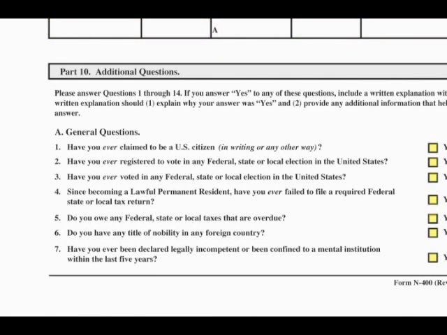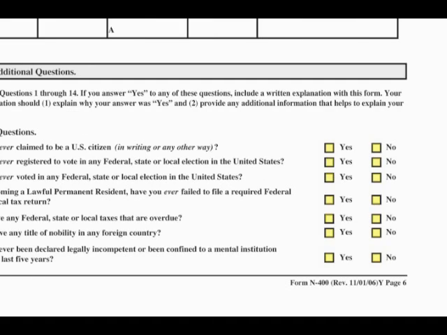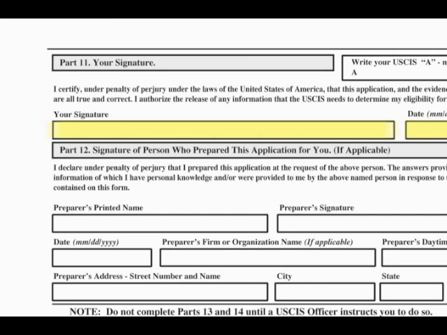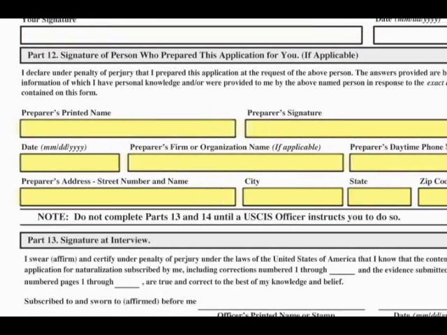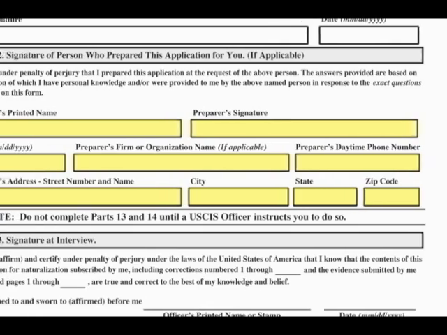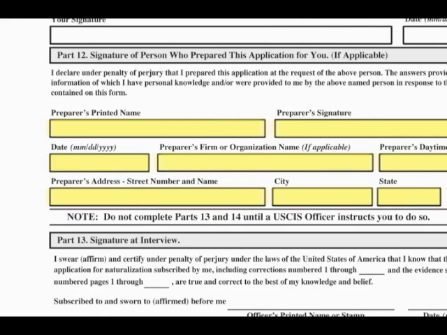Part 10 will require answers to a series of essential questions. This information will be used to determine your eligibility for citizenship. Part 11 is going to require your signature. If someone has filled out this form for you, he or she must complete Section 12.